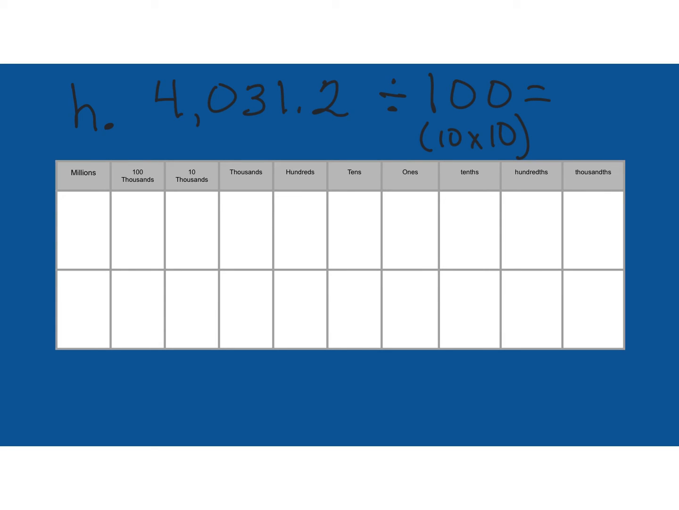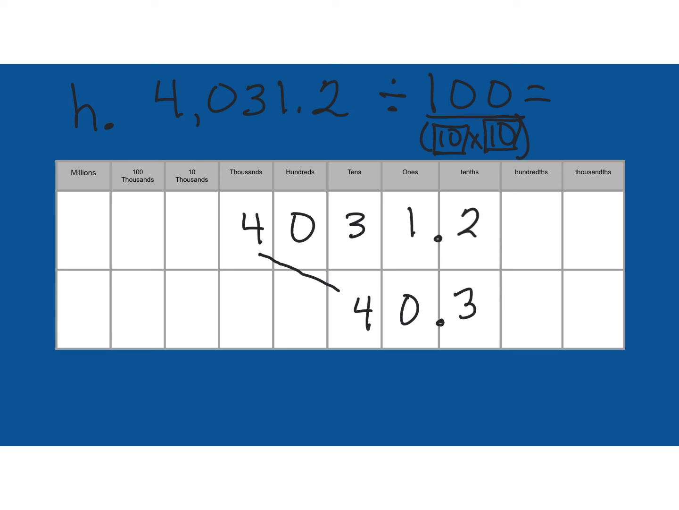Okay, this one is H, and so we're going to plug this into our place value chart. We have 4 thousands, we have 0 hundreds, we have 3 tens, 1, 1.2. And remember, we're going to divide by 100. Remember that 100 is equal to 10 times 10. This shows us that we're going to cross the place value to divide by 10 by 10. So divide by 10, divide by 10. And then we can just plug in the rest of our numbers here. Okay, and we get 40.312.